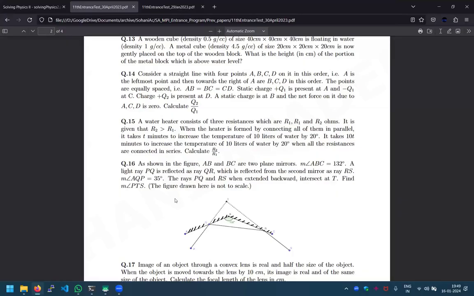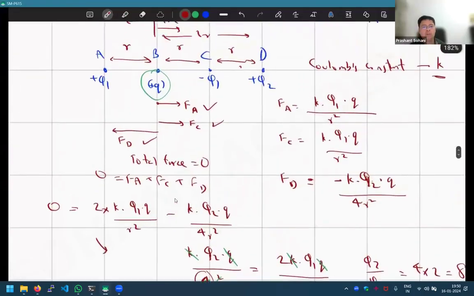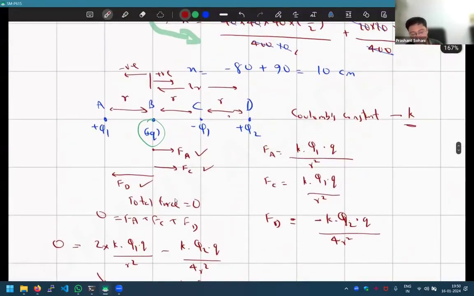Sir, I don't understand how the force on B will, how the charge at B will be 0. Charge at B, no, nobody is saying the charge at B is 0. The total force at the point B. So there is some positive charge over here, which we are calling plus q, and that charge will be attracted and repelled by the other three charges, right? So what the question is saying is that the total of all those three forces is 0.